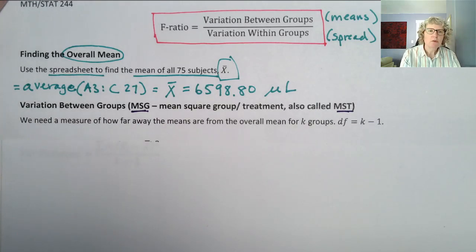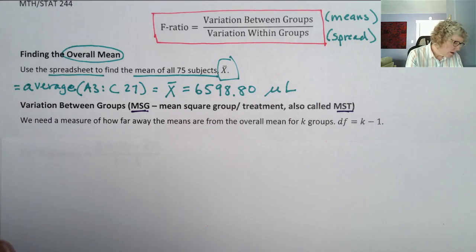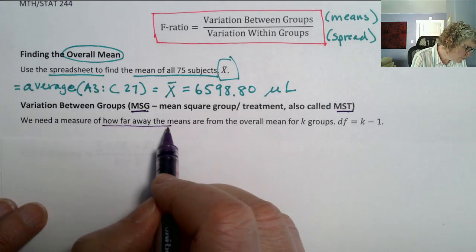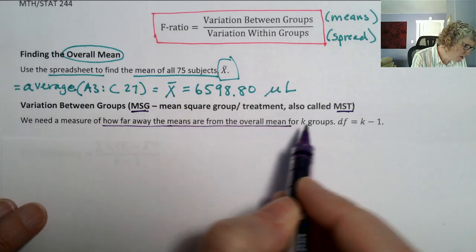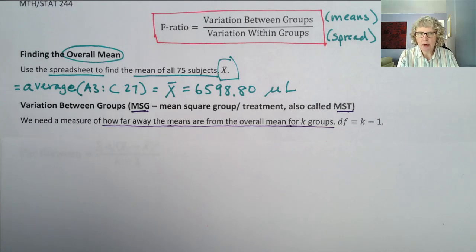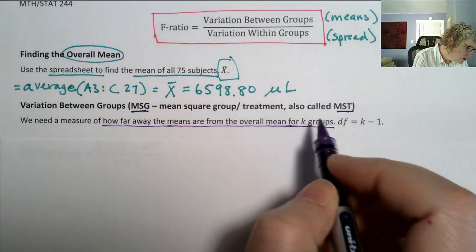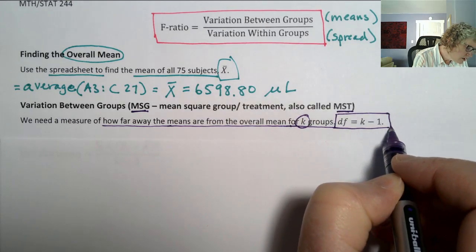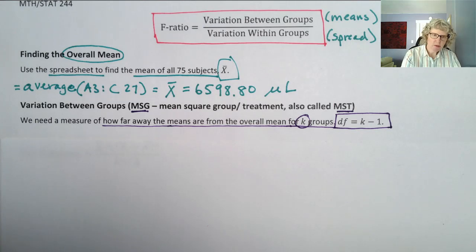So what we're doing is we need a measure of how far away the means are from the overall mean. And we have a certain number of groups, right? Here we have 3 groups. We use the letter K for that. So our degrees of freedom are K minus 1. So we have K groups. Degrees of freedom are K minus 1.